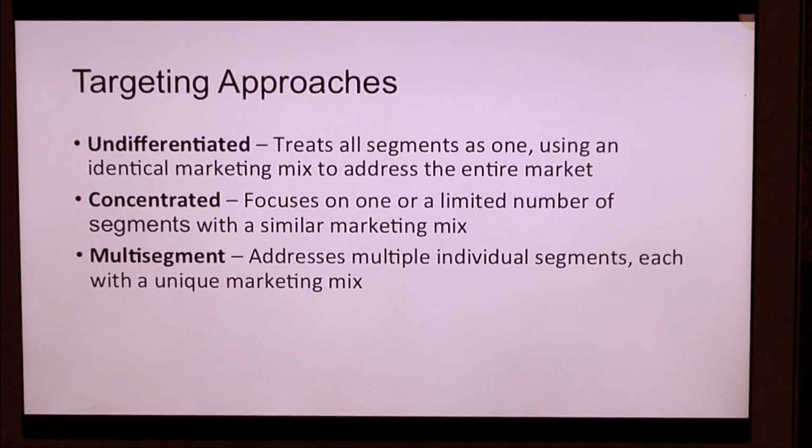A second one is concentrated, where we focus on 1 or 2 market segments and deliver a marketing mix to those segments. And then the third is multi-segment, where we address many or all the segments of the market with a different marketing mix. So, for example, you can think of Procter & Gamble in laundry detergent, where they have literally something like 15 different brands of laundry detergent, all of which address different segments in the marketplace.